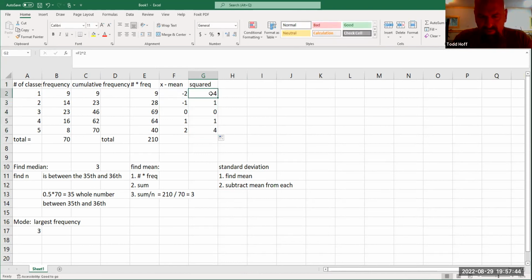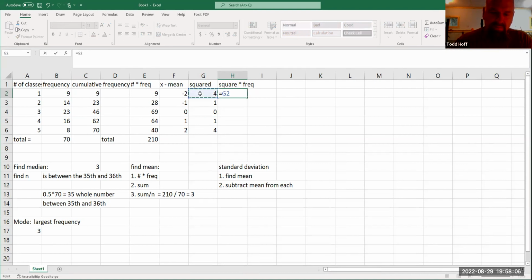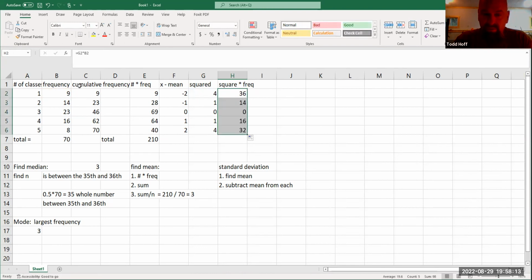Now, the thing is, this square doesn't occur just once. There's 9 ones, so the 4 occurs 9 times, the 1 occurs 14 times. There's 23 threes, so the 0 occurs 23 times, and on down the list. So we have to take that square times the frequency to account that there's more than one of each. So that's this times the frequency over here. Make sure you use the regular frequency, not the cumulative. We get those, and now we add those up.